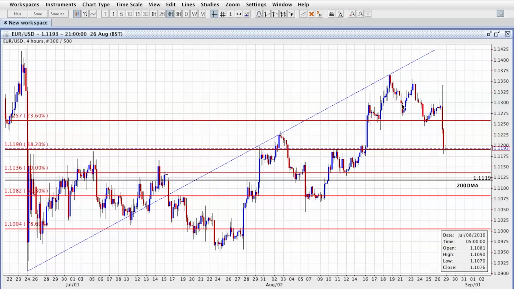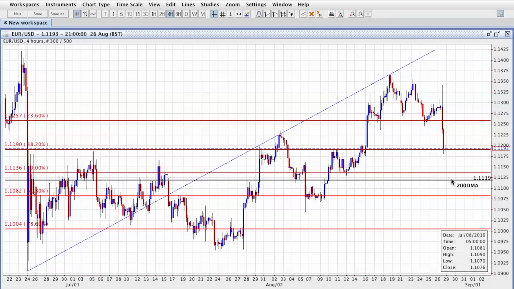If we have a look at the technical areas, I've attached a Fibonacci retracement from the high of last week to the Brexit low, and we can see we ended the week right around there, around the 1.1190 area. If we have a look at the next line of support for the euro dollar, we of course have the 50% retracement of that move around the 1.1136.